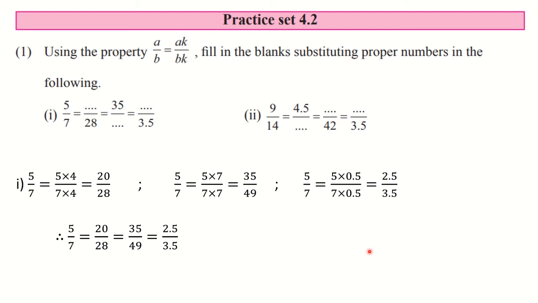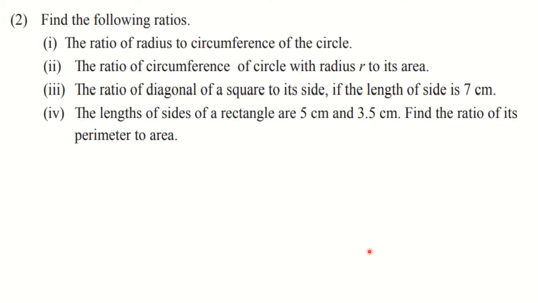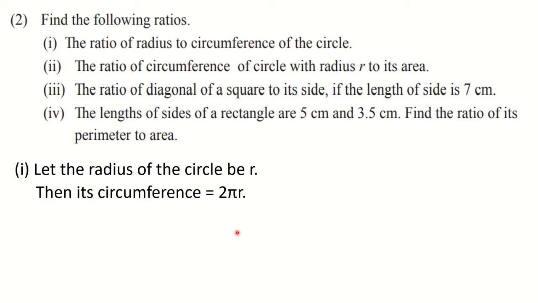Okay, let us go further now. Second question: find the following ratios. Here, word problems are given and you have to find the ratio. The ratio of radius to circumference of the circle. So here, radius we are going to take as r, and therefore the circumference is going to be 2 pi r. You know the formula.